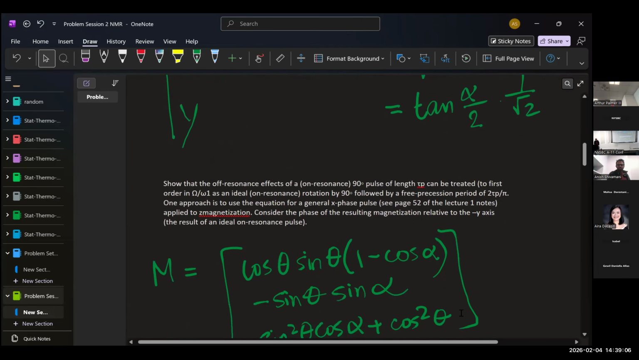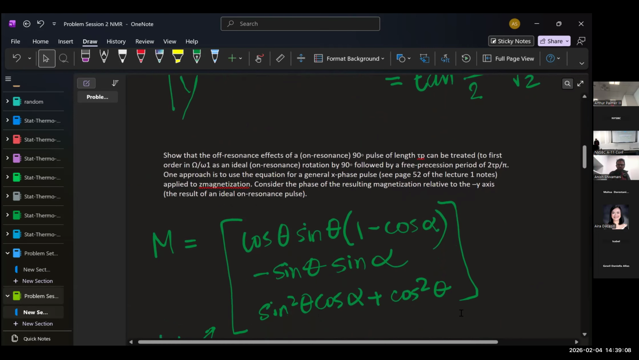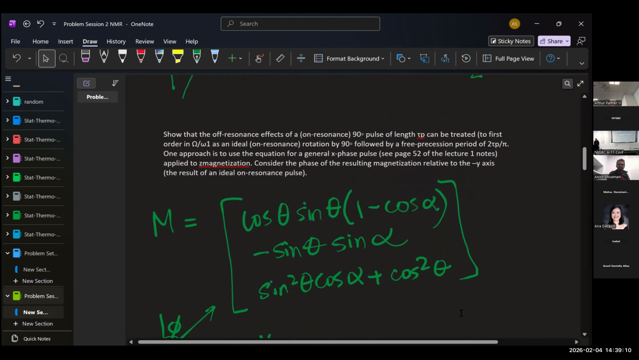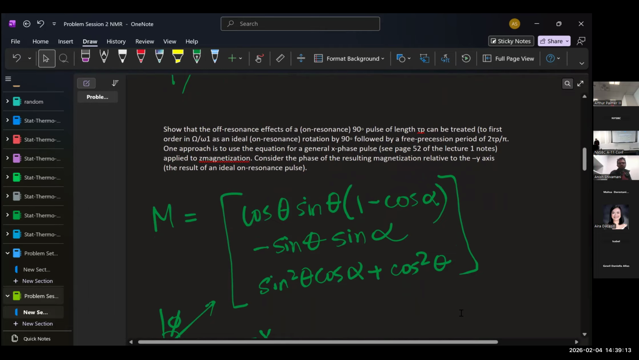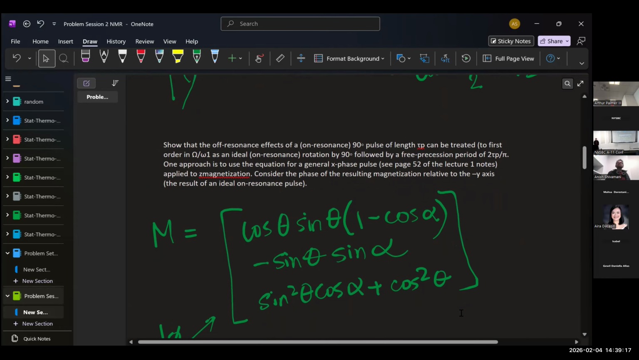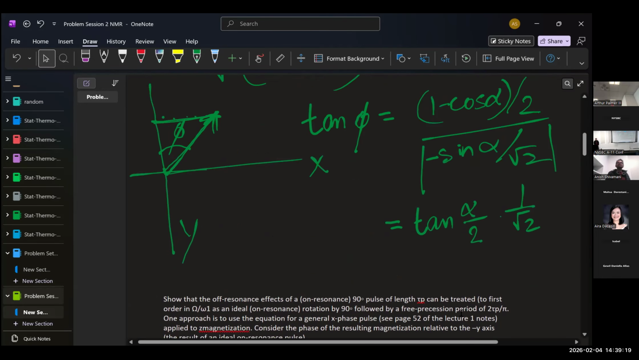Now, the next question that I want to briefly go over before we move on to the second problem set is an interesting one. It's also about off resonance effect. Can I say something about that solution, which I haven't noticed before?